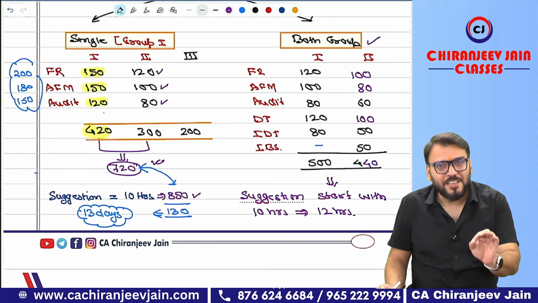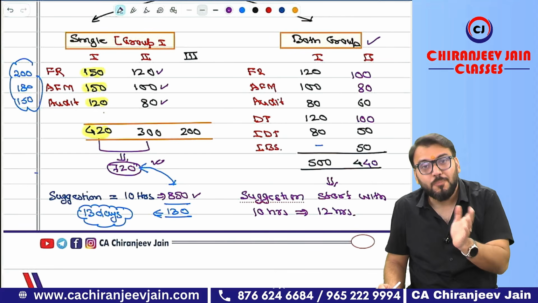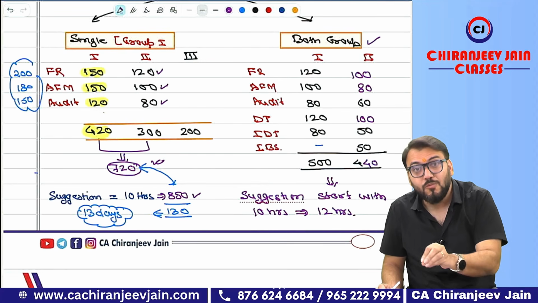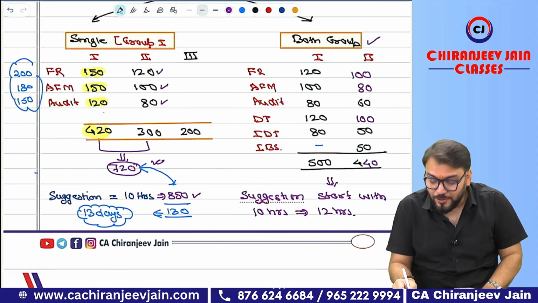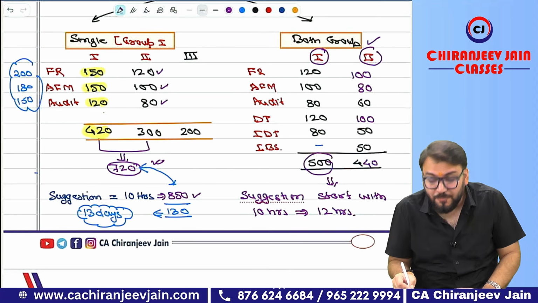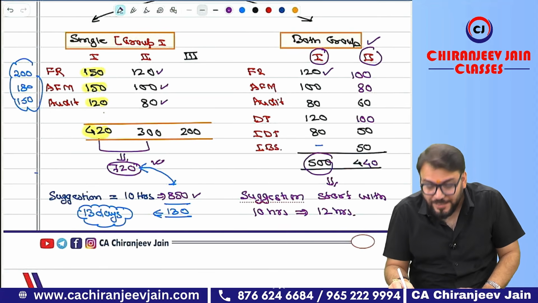For both group, if you have already started your revision, if you have already made your plan, don't change it. Follow that. But if you have not started your revision for both group, then you can follow whatever I am saying. Now for both group also, I have given 2 times at least revision. Now for the first revision, what is the maximum number of hours? Maximum number of hours is 500. I have given for all the subjects. For FR, 120 hours, for AFM 100 hours, for audit 80, for DT 120, for IDT 80.